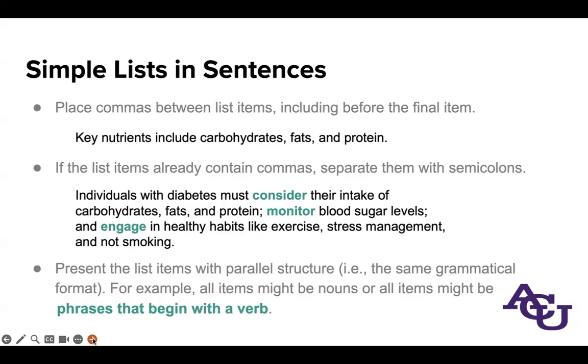So individuals with diabetes must what? They must first consider their intake of carbohydrates, fats, and proteins. Second, monitor blood sugar levels. And third, engage in healthy habits like exercise and so on. But each of those words in bold is a verb. Each phrase begins with a verb. So that makes the list parallel.